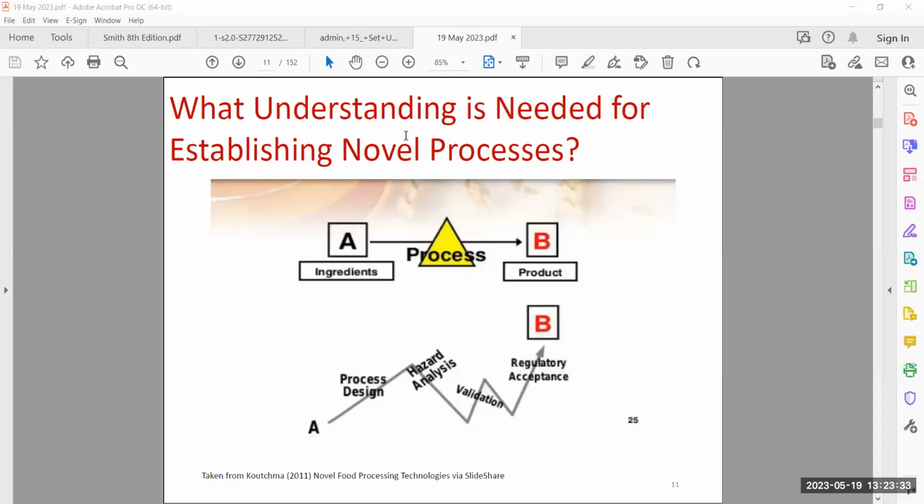So what are the understandings? Okay, previously, traditional food processing is basically putting ingredients together and then processing them, and then you would eventually come up with a product. But when we have novel technology, we have to study a lot of things. Firstly, you need to look at the prototype design, okay? And then you, of course, need to analyze the hazards, especially on safety, microorganisms. And then afterwards, you need to validate the quality, nutritional properties, and so on. And then, of course, you would need regulatory acceptance.